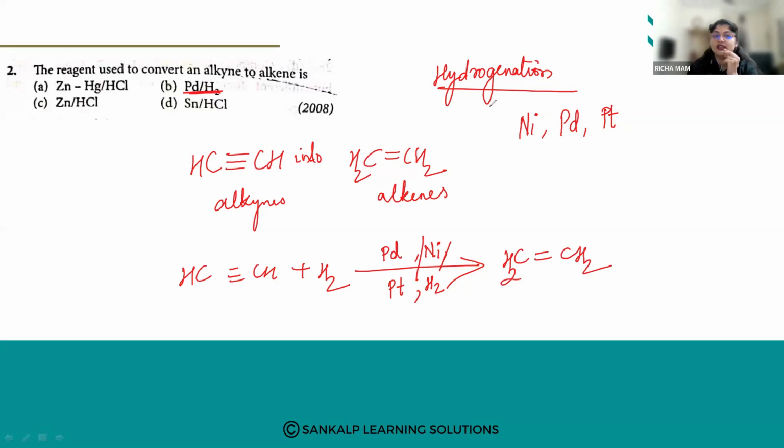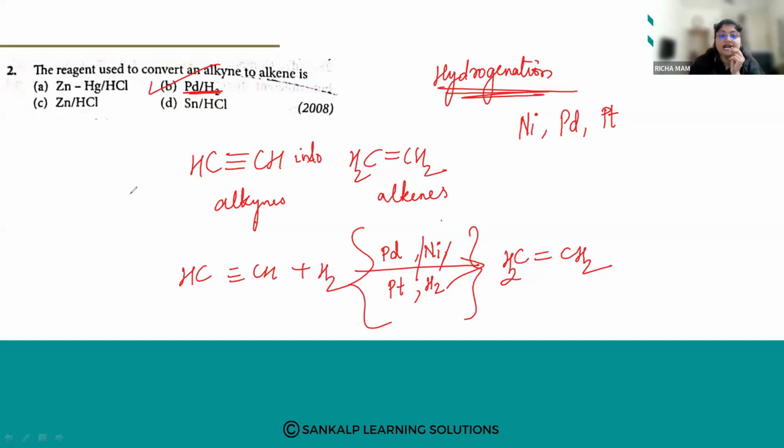So this is a hydrogenation reaction. When you're converting alkynes to alkene, it is a hydrogenation reaction. You can use either of these reagents. So option number B is the correct answer. Yes, Hema has answered it. Very good. I hope it is clear.